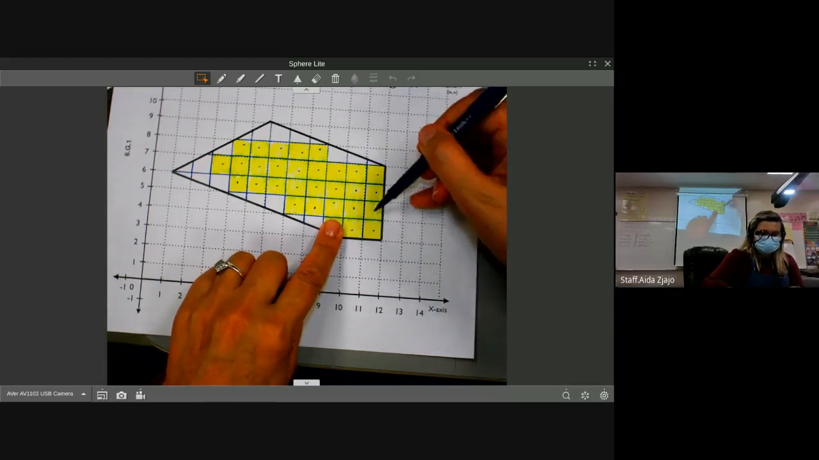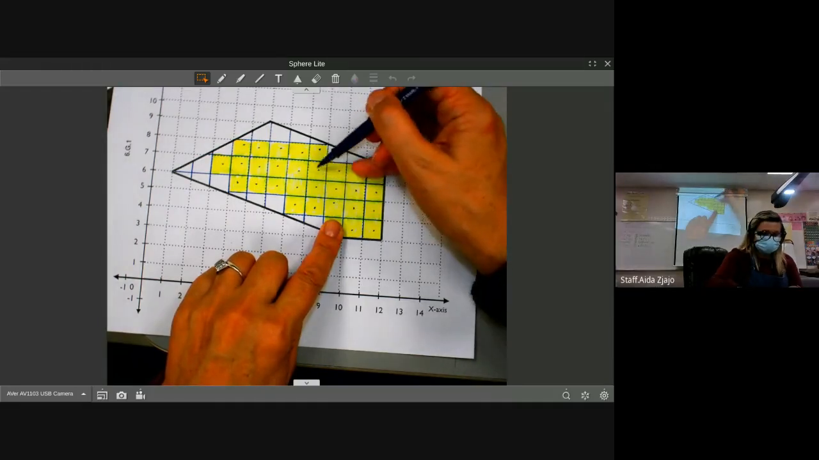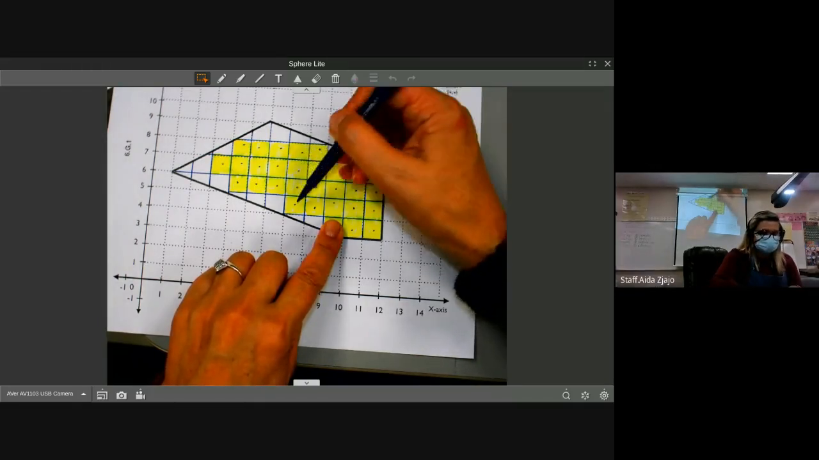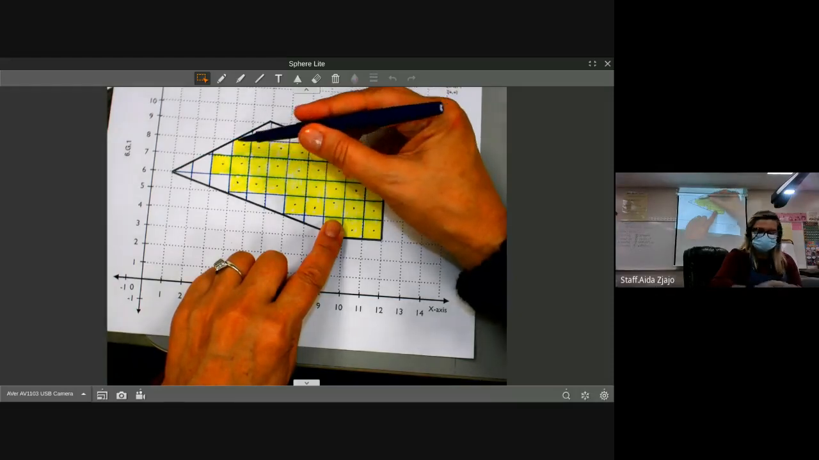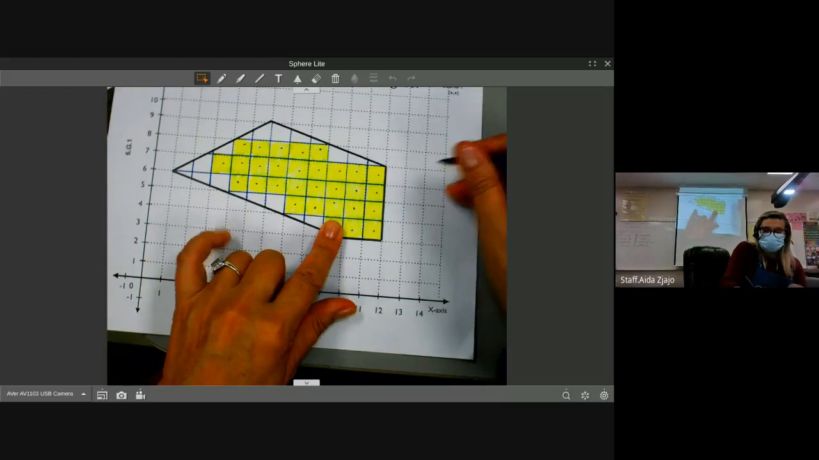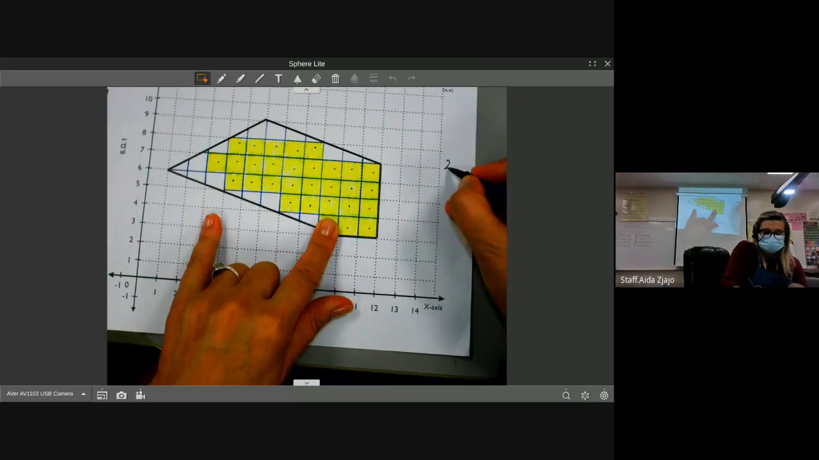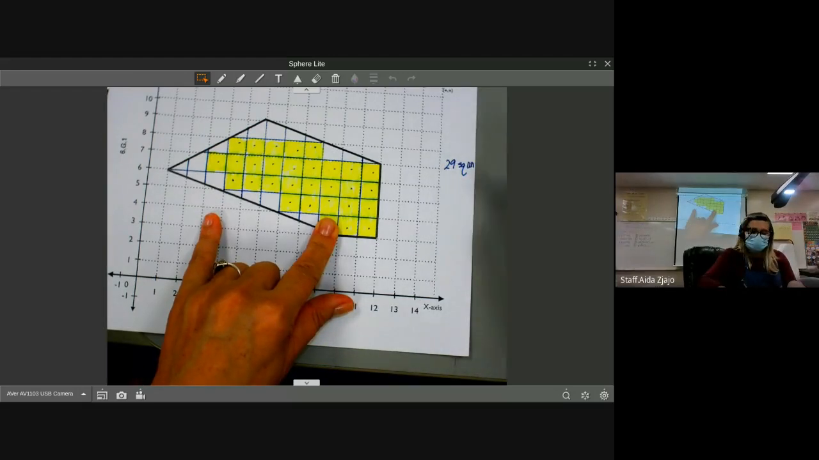So 1, 2, 3, 4, 5, 6, 7, 8, 9, 10, 11, 12, 13, 14, 15, 16, 17, 18, 19, 20, 21, 22, 23, 24, 25, 26, 27, 28, 29. You're absolutely right. So for the whole squares, I could put on the side 29 square units. You can abbreviate it as sq units, square units. That's what we have as whole.